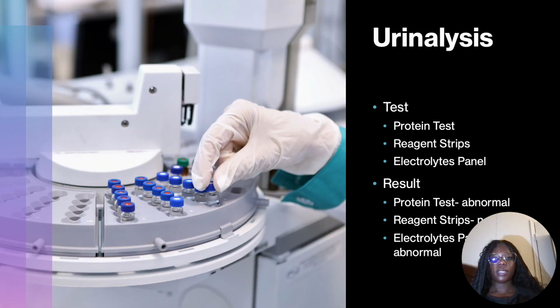So the last test that we performed was the urinalysis, which of course used the urine samples. Multiple tests were performed using urine, which was a protein test, a reagent strip, also an electrolyte panel. For the protein test, an 8 milliliter portion of the urine sample was boiled and examined for the formation of a precipitate. If the precipitate formed after the initial period, acetic acid was added and the sample was boiled again.